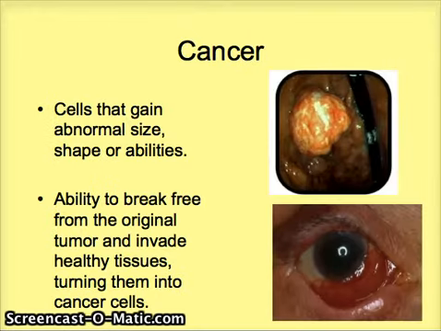If they are malignant, you have cancer. These cells are abnormal in their size, abnormal in their shape, and they have the ability to take normal, healthy tissues and turn them into cancer cells, causing the cancer to spread. This is the end of Chapter 10, Mitosis.